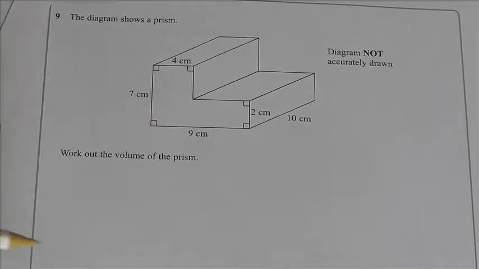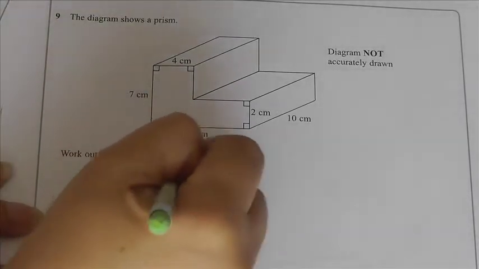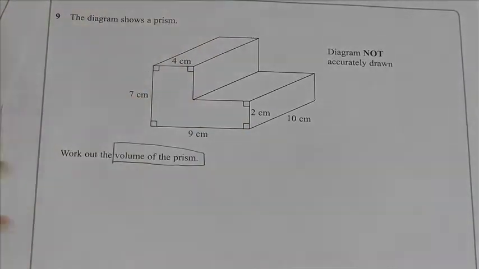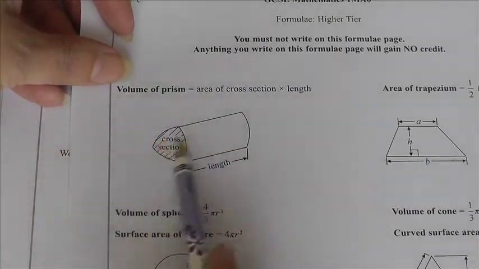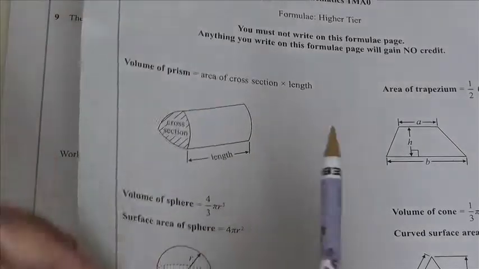Question 9 is volume. It asks you to find the volume of the prism. Do read the question carefully. Some of you found the surface area of this prism. So on the formula sheet at the front of the page, you are told that the volume of a prism is the area of the cross section times its length.